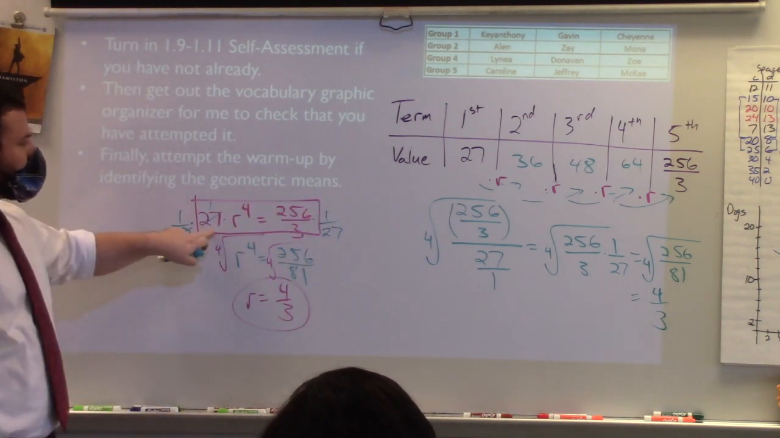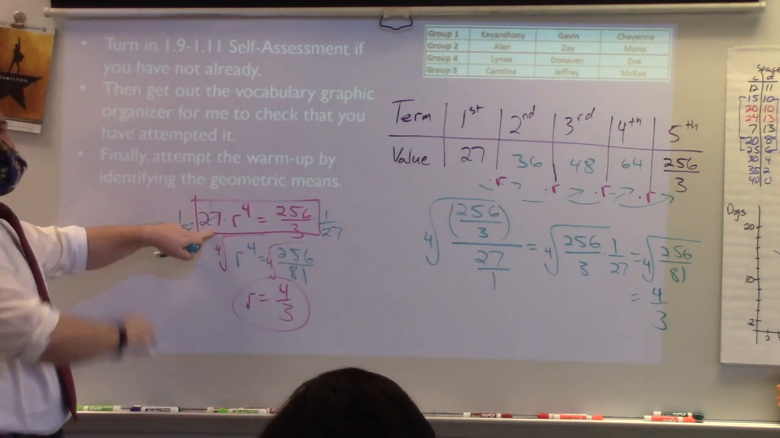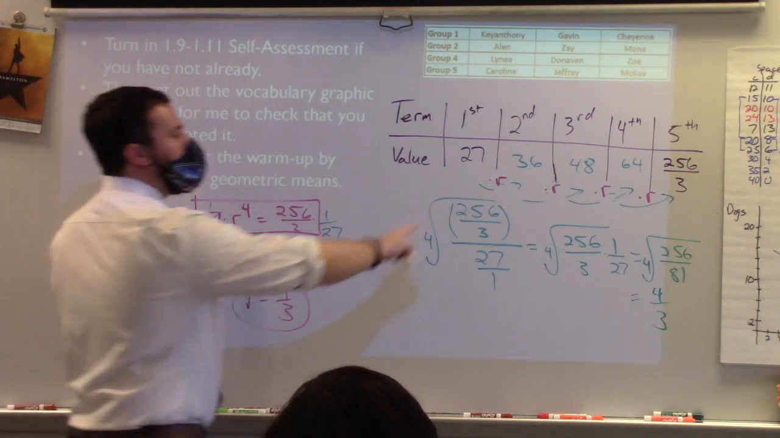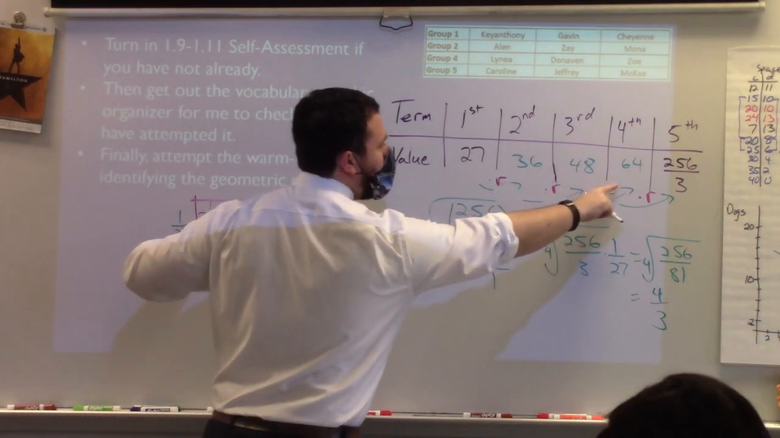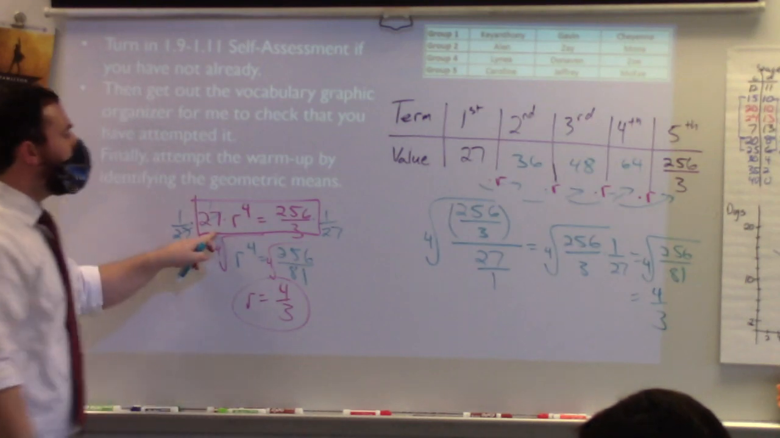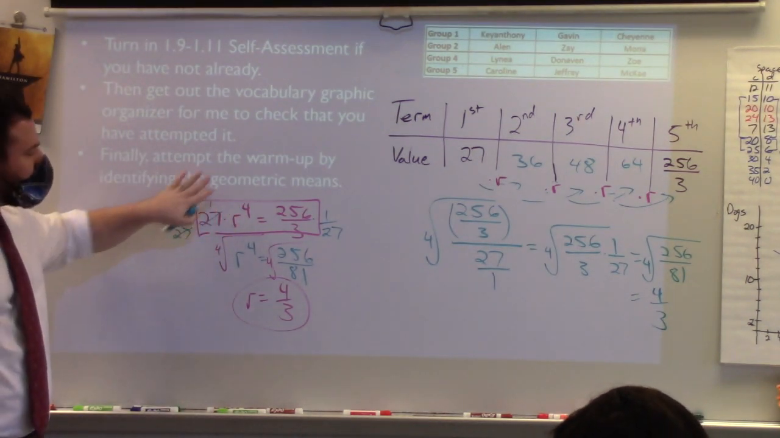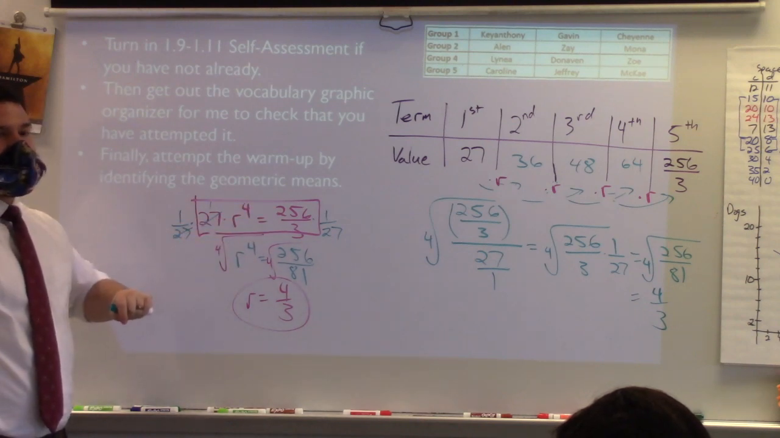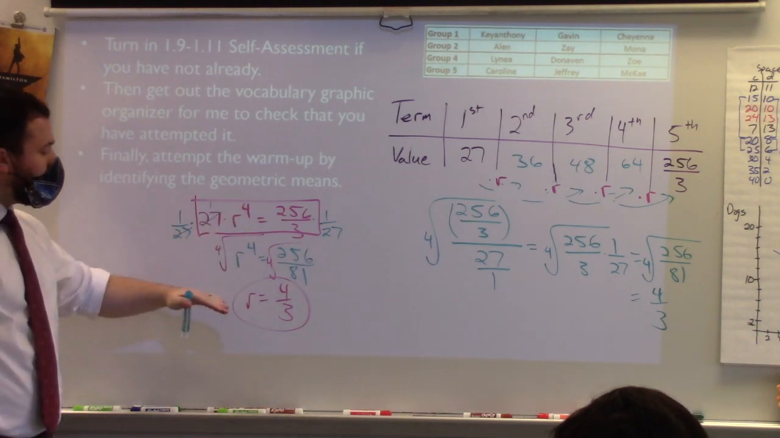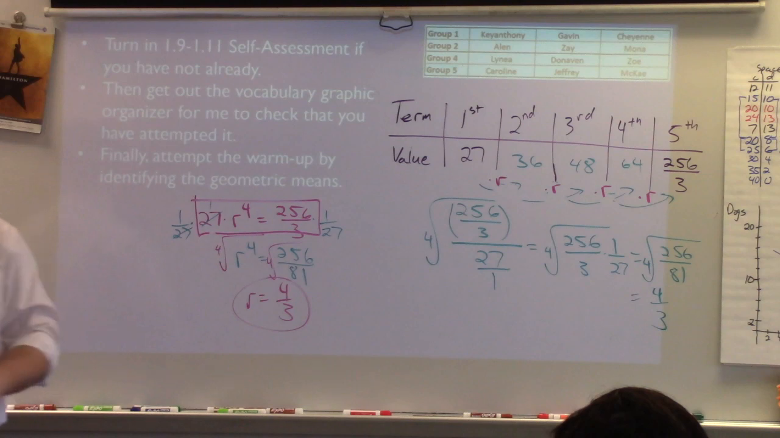But notice, what am I starting at? 27. Then what am I doing to it? I'm multiplying by r, that common ratio each time. So I multiply by my common ratio 4 times. And at the end of all of that, I got to 256 divided by 3. Now I just solved this equation. That r, that common ratio, is 4 thirds.